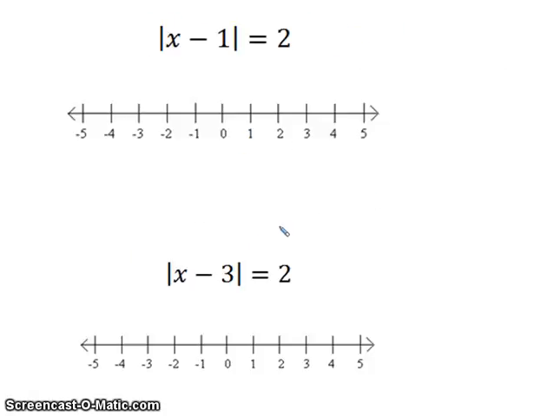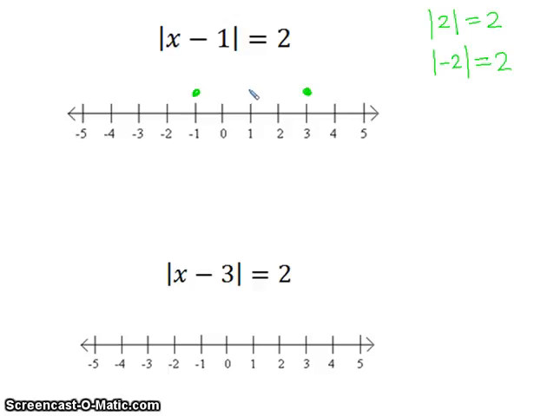So let's look at some basic equations. We know that the absolute value of 2 is equal to 2, and the absolute value of negative 2 is equal to 2. So that means that this expression, x minus 1, has to equal 2, or it has to equal negative 2. What's inside? So 3 minus 1 gives us 2. Likewise, negative 1 minus 1 gives us negative 2, which the absolute value of negative 2 is equal to 2.